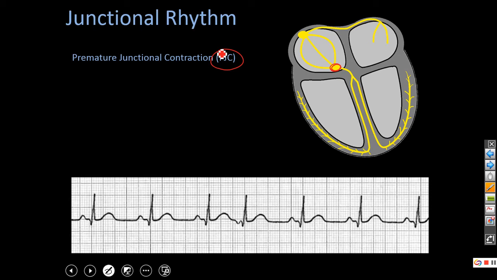Now these PJCs, just like with other junctional rhythms, have a relatively narrow QRS, and if you can see a P wave, it might be inverted. However, because the PJCs are early, the P waves get muddled in the T wave, and sometimes it's hard to tell whether it's a junctional beat or some other atrial ectopic beat. So a lot of times they're just called PACs. But specifically, if you can see it short and inverted like that, you could call it a PJC.